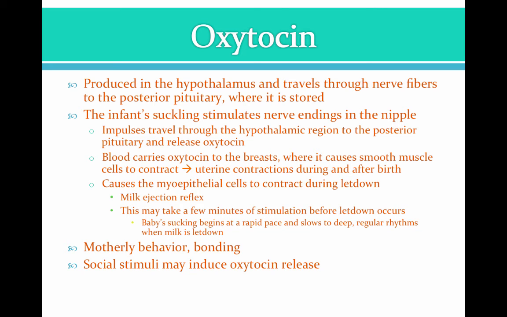Oxytocin is a hormone that's produced in the hypothalamus, and it travels through nerve fibers to the posterior pituitary where it's stored. The infant suckling stimulates nerve endings in the nipple, and as a result of stimulating these nerve endings, impulses travel through the hypothalamic region to the posterior pituitary, and then oxytocin is released. Then blood carries oxytocin to the breast where it causes smooth muscle cells to contract. And those smooth muscle cells are the myoepithelial cells.